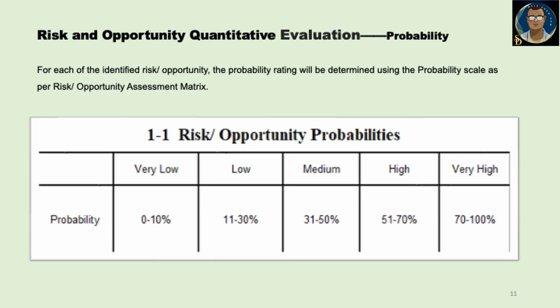Risk and opportunity quantitative examination. For the probability rating, we are following the path now. Give a score or marks to a risk. It is severe, minor, medium, low, very low, like that. So this is a probability rating. You can see from this table, probability very low is 0 to 10%. This is the marking system, and low is 11 to 30%, medium 31 to 50, high is 51 to 70, whereas very high is above 70.